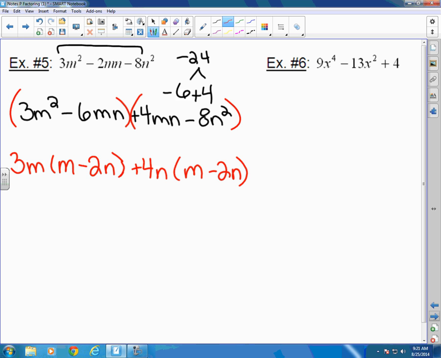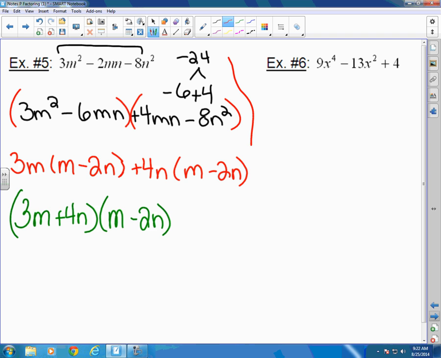My terms are the same because they have the parentheses in common, so they're like terms. I can finish grouping by taking 3m plus 4n, and then the m minus 2n. Hopefully you were able to factor that one fairly easily after we've done one together.